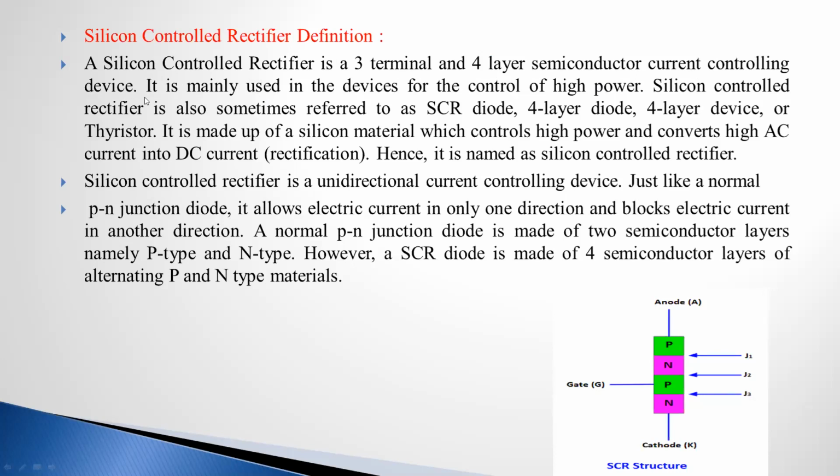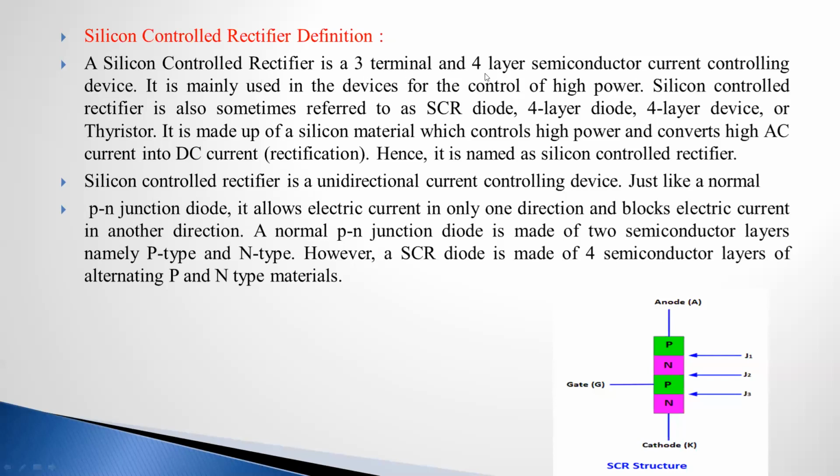Is SCR a current control device or a voltage control device? It's a very, very important question for your GATE examination. Please remember, SCR is a current control device. But in the case of MOSFET or IGBT, they are voltage control devices. BJT is also a current control device. Please remember, SCR is a current control device.